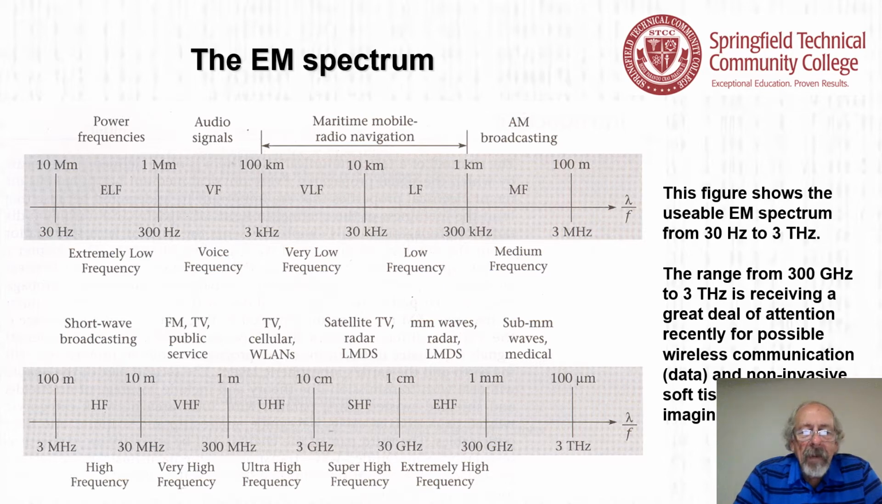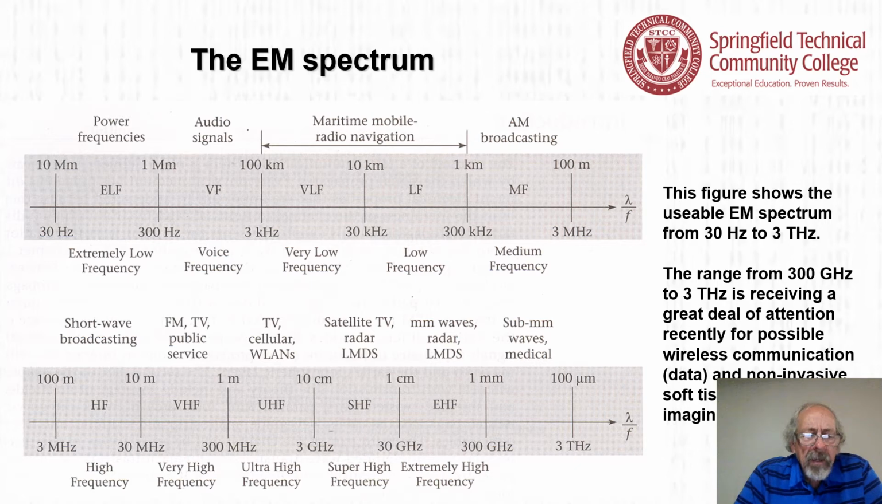Another thing is you might notice ELF, between 30 hertz and 300 hertz. That stands for extremely low frequencies. VF is voice frequencies. VLF is very low frequency. LF, low frequency. MF is medium frequency. So those are the frequencies we started with. And as time's gone on, we've moved to the bottom little diagram there.